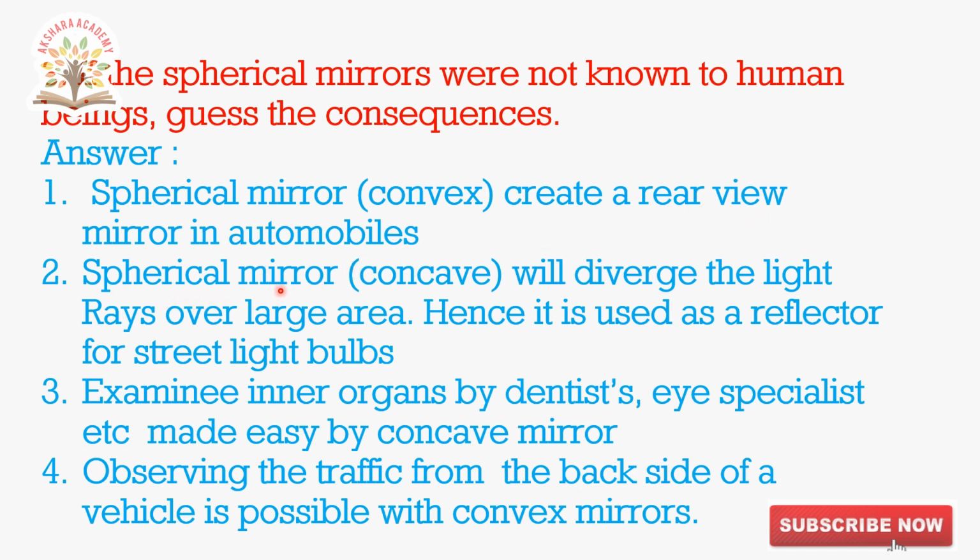Next point, spherical mirror, concave. A concave mirror will diverge the light rays over a large area. Hence it is used as a reflector for street light bulbs. Here by using a concave mirror we obtain the light rays over a large area. So that's why we use it as a reflector for street light bulbs.